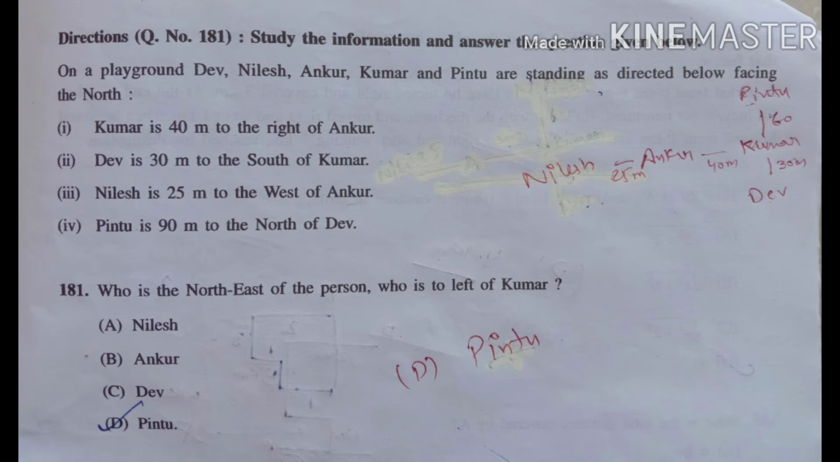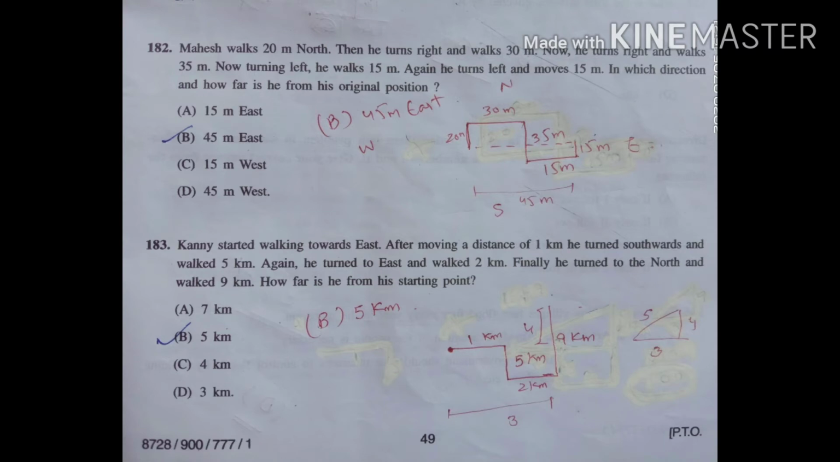The person to the left of Kumar is Ankur. Then the person in the northeast is Pintu. Option D.